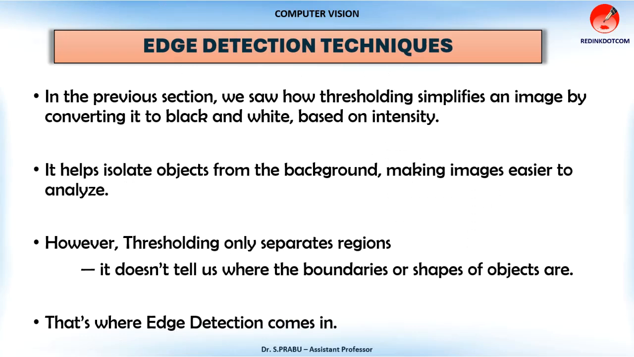In the last section, we saw how thresholding makes an image simpler by turning it into black and white based on intensity. This helps us isolate the objects from the background. So analysis becomes easier, but thresholding has limits. It only separates regions. It does not actually show us the boundaries or shapes of the objects. That's why we need edge detection, which highlights those boundaries.